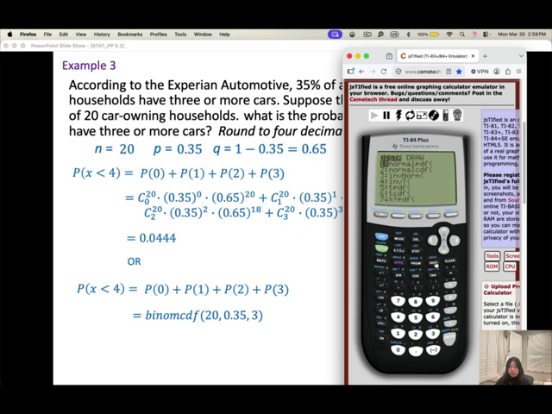Second, vars, scroll down to binom CDF. And then we have 20 trials, p 0.35. The x, keep in mind we're going to put in the 3 here because x is strictly less than 4. It's not including the P of 4. Enter. You're going to get 0.0444.